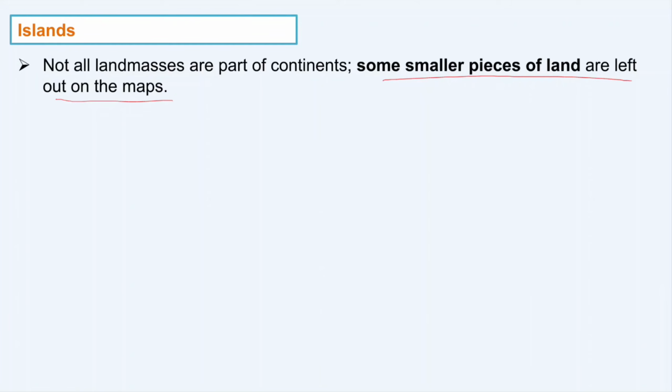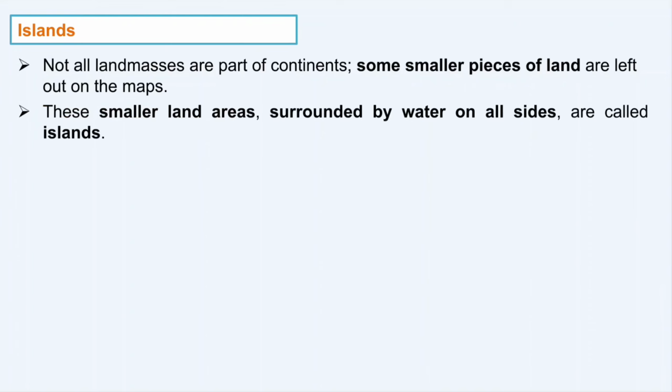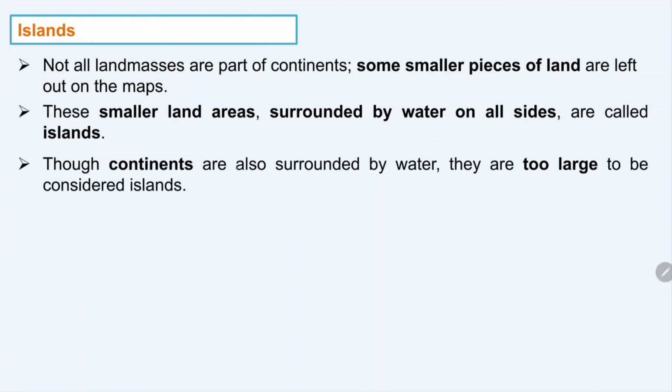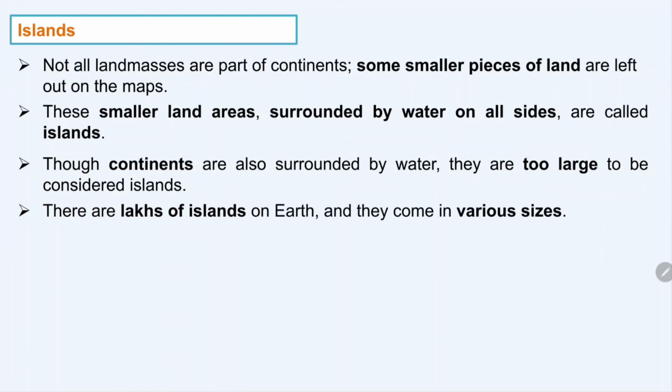There are so many big islands, even bigger than a country. These smaller land areas surrounded by water on all sides are called islands. Though continents are also surrounded by water, they are too large to be considered islands. See, these continents are also surrounded by water, but they are too large for us to consider them islands. That is why we have given the name continents.